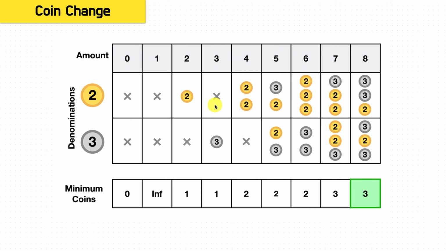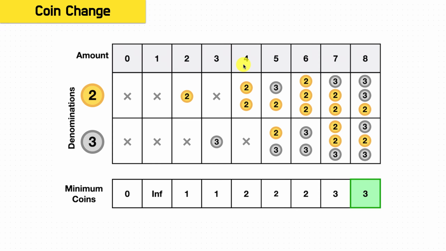Well, there's no combination with the 2 coin to reach a value of 3, but we have a 3 coin, so the smallest number of coins to reach 3 using this coin is 1, which is the 3 coin. And then we solve for each of the values for 2 and 3. We memoize the smallest number of coins to reach each spot, and in each case, it was 1. Then we reach a value of 4.